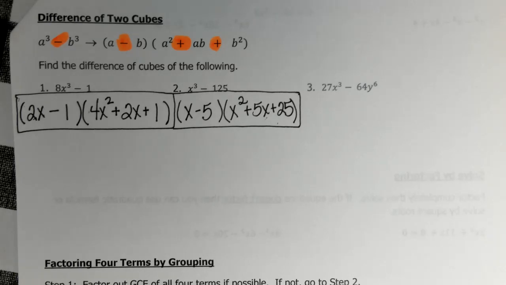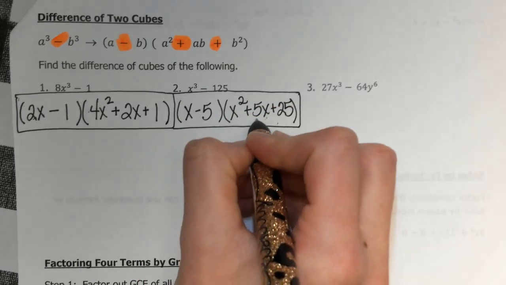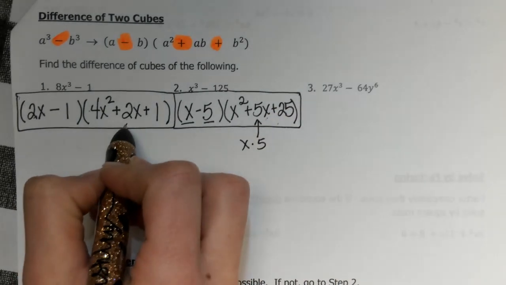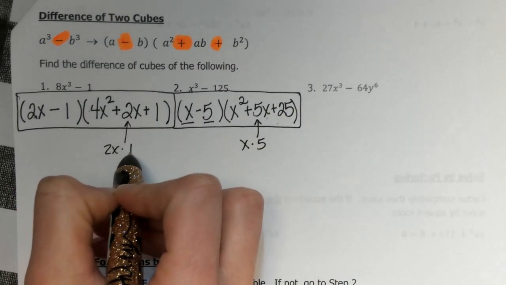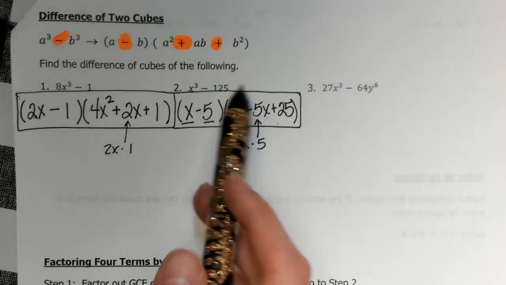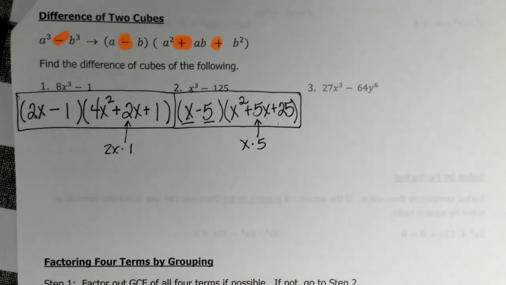You get the real number. You take x times 5, this times this, so x times 5. Here you had 2x times 1. I'm totally fine if you just go straight to your answer.